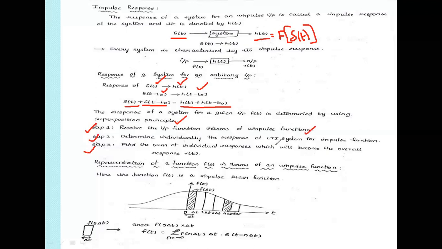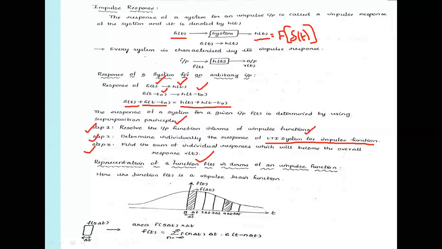Determine individually the response of a linear time invariant system for the impulse function. Third step is to find the sum of the individual responses, which will become the overall response R of t. Got it, my dear students?